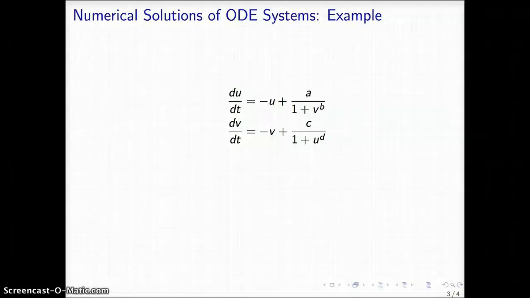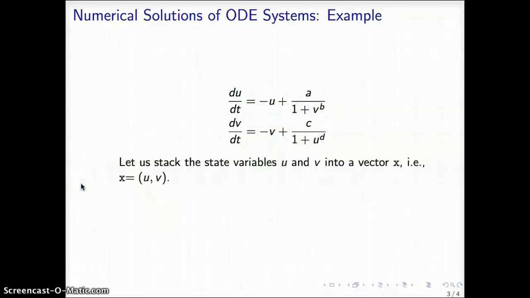Let's compute numerical solutions for this system of ordinary differential equations. Here the state variables are u and v, and the parameters are a, b, c, and d. An important thing to note is that we're going to make an equivalence.